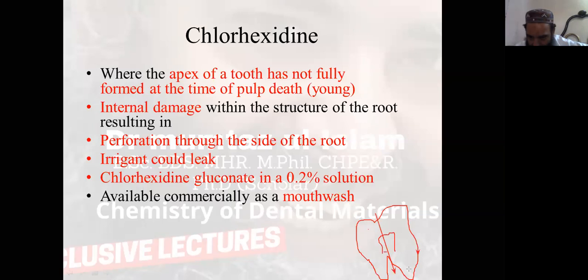You can see this area. So we have perforated the tooth structure below the pulp chamber, and we enter the furcation point of two roots and make a hole through and through. So this is the perforation through the side of the root.